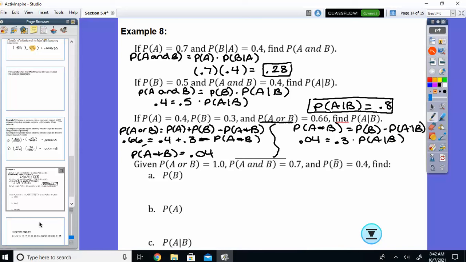So to find the A given B, what are we going to have to do? Divide. So these are just straight using your formulas off your formula sheet. You just have to figure out what we have and where we can plug it in. So this time I had to use two formulas because of what I was given.